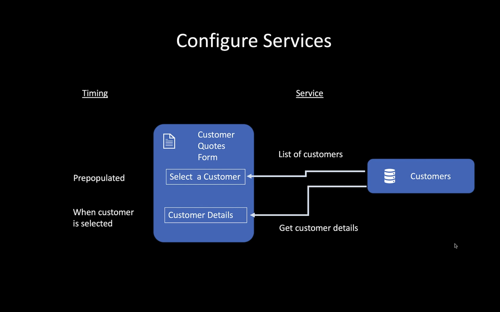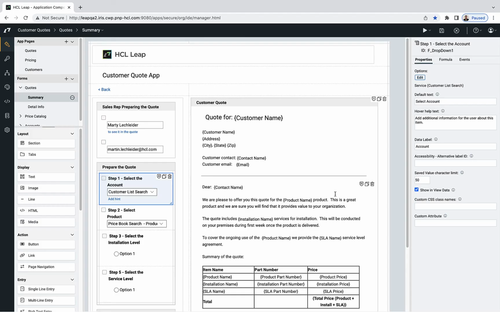Configure services for your apps to talk to each other. There's a couple of pieces here to consider. The service itself, which you can think of as the link between the data source and the item in your app, and the timing. When does this service happen? Is it pre-populated with the app? Is it something that happens when there's a change event, such as a customer being selected? Let's go back to the app and see how this works.